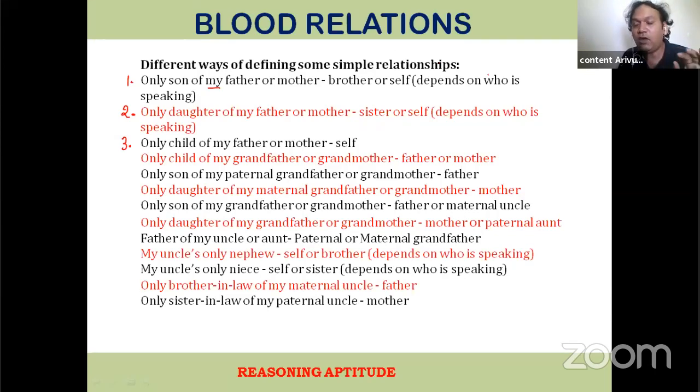So, only son of my father or mother is brother or self, depending upon who is speaking. If the girl is speaking, then it's brother. If a boy is speaking, himself. Only daughter of my father or mother is again sister or self, depending upon who is speaking. If a boy is speaking, it's his sister, and if a girl is speaking, it's herself.